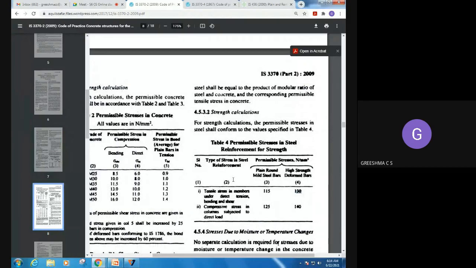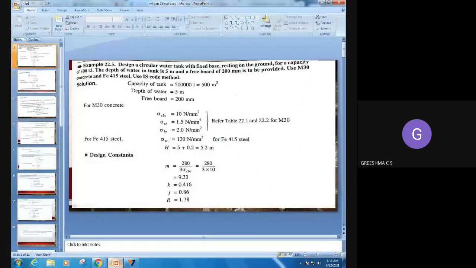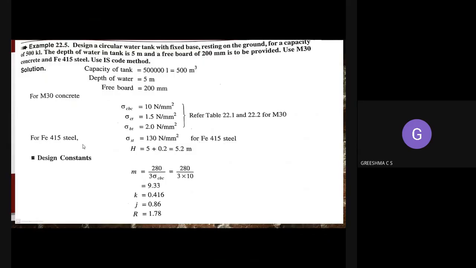Already we have discussed this. In the last problem we saw how to get all these values. The same method you have to follow. So you got all these values. Next is the head H. You have to find out H.